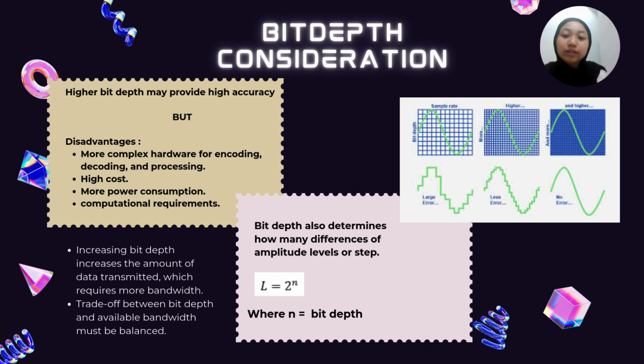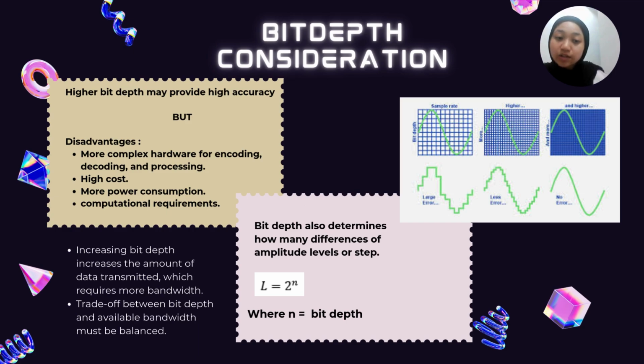Now we look into bit depth considerations. Higher bit depth gives us high accuracy, meaning the signal we capture and transmit is closer to the original source. This is important for applications like audio recording, video processing, and communication systems. However, higher bit depth comes with challenges. First, we need more complex hardware for encoding, decoding, and processing the signal. This will add to the system cost, of course. For example, professional grade equipment used in studios or advanced communication systems is significantly more expensive than consumer grade hardware.